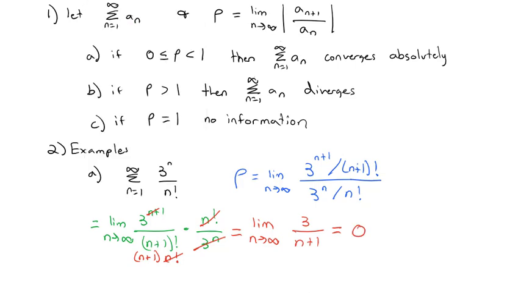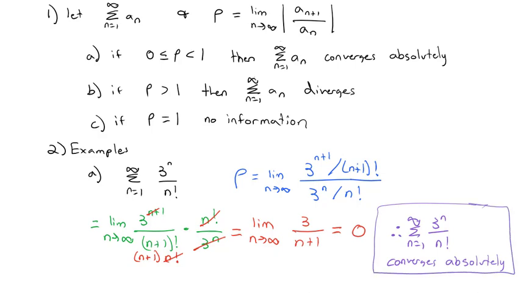Well, if rho is 0, our ratio test tells us in letter A up there that if rho is greater than or equal to 0, therefore, the sum as n goes from 1 to infinity of 3 to the n over n factorial converges absolutely. Actually, we could probably just say converges because there's no negative terms in this case. But we did determine from the ratio test that this first series converges.